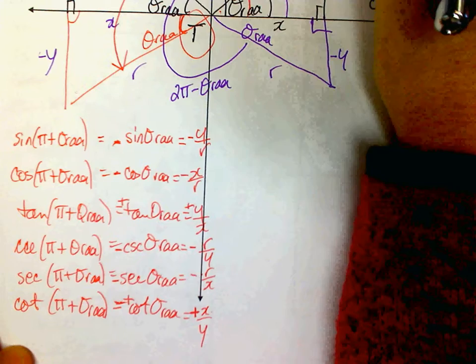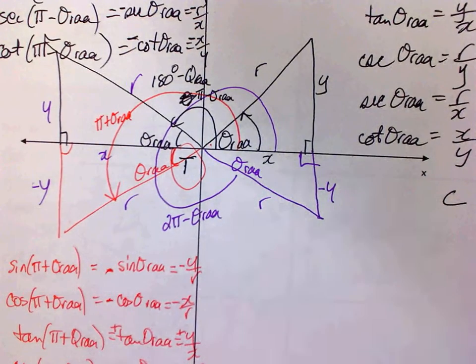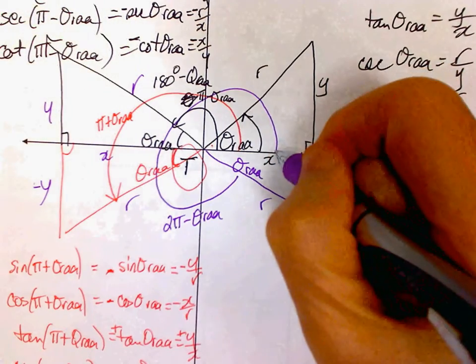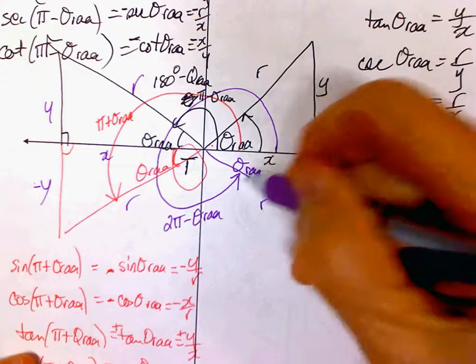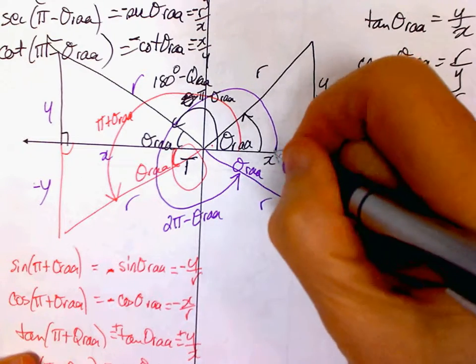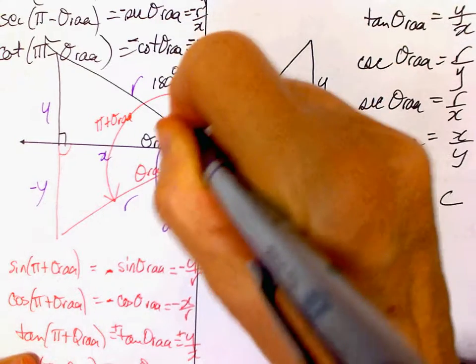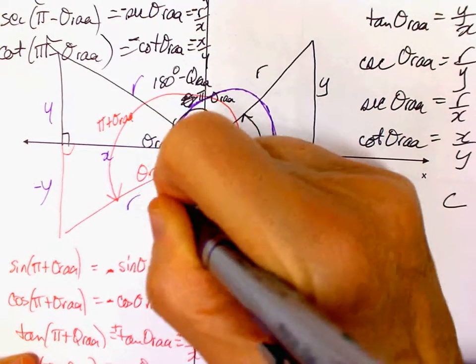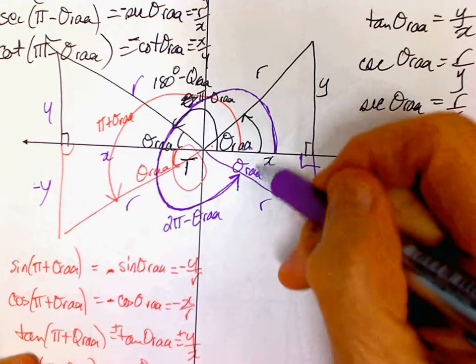Is that the issue? Okay, here it is. Here's 2 pi minus theta RAA. So here's 2 pi, 2 pi minus theta RAA. Right, it's 2 pi minus theta RAA to end up there. Is that better?